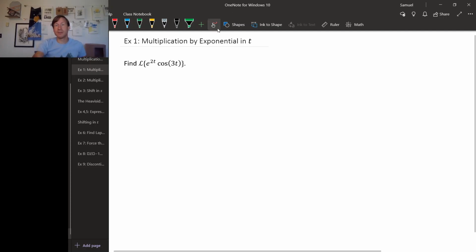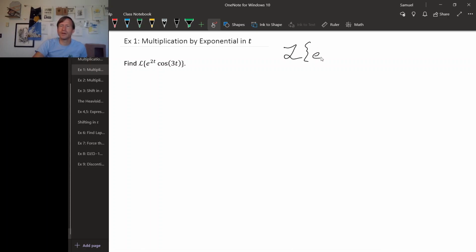Let's work out a couple examples involving our new Laplace transform rule for multiplication by an exponential in t. Just to remind you of what that Laplace transform formula is, we found that the Laplace transform of some function that's been multiplied by an exponential, so e to the at times f of t, is the Laplace transform of the original function, but shifted by a, like this.